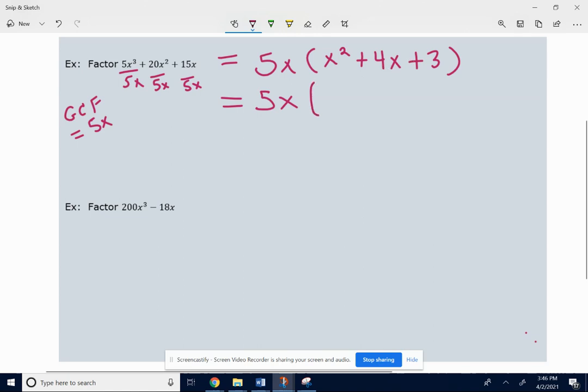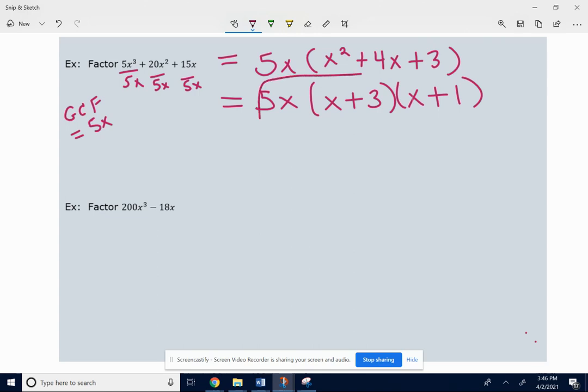So I know that this factors down to x plus 3, x plus 1. This is my final answer: 5x times x plus 3 times x plus 1.